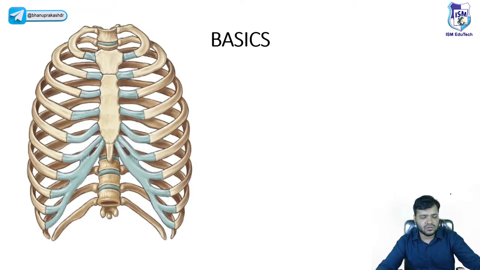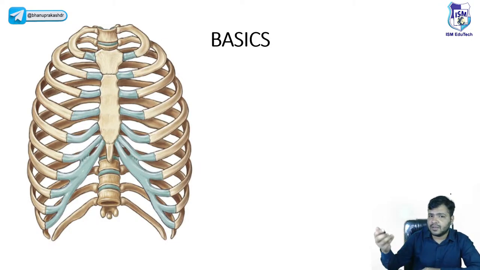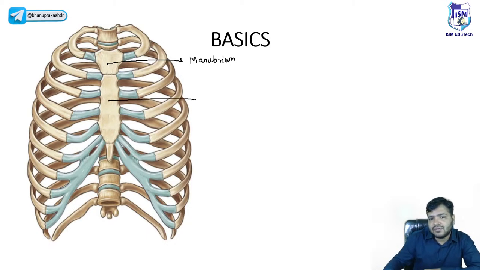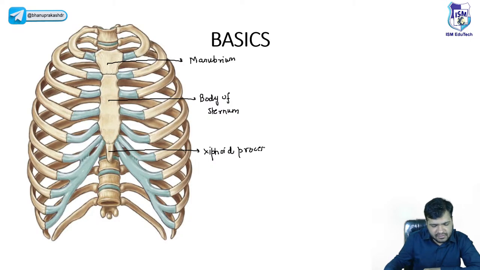I want to tell you some basics. Let's discuss some basics first, because I personally believe that without basics it won't work. You already know that this structure is the manubrium of the sternum. This is the sternum bone. This is the body of the sternum. And the third one you should remember is the xiphoid process. The sternum bone has three parts: the manubrium, the topmost part, the body, and the xiphoid process.